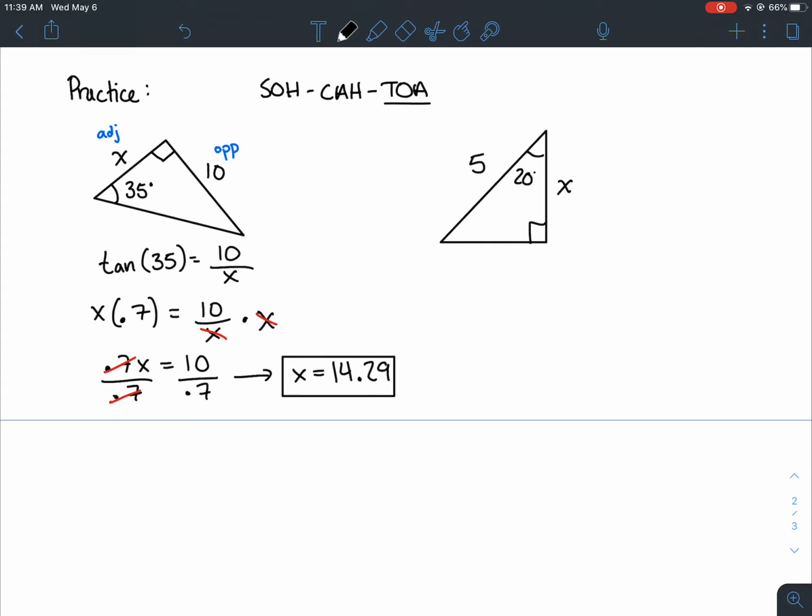So again, if you have a variable in the denominator, you're going to have to do one extra step. You're going to multiply by the x, and then you're going to divide by what's on the other side. And that's still going to give you the same answer you should get. Okay, let's do the next problem here.